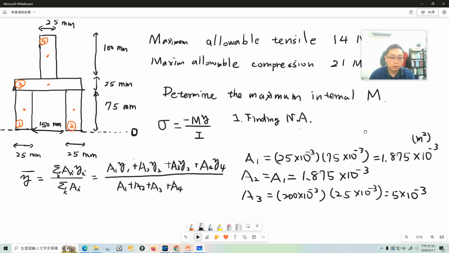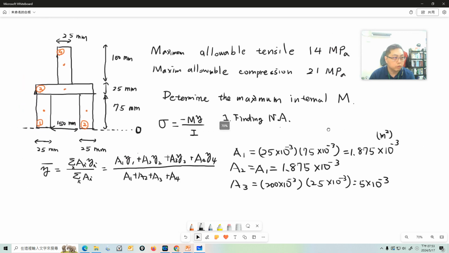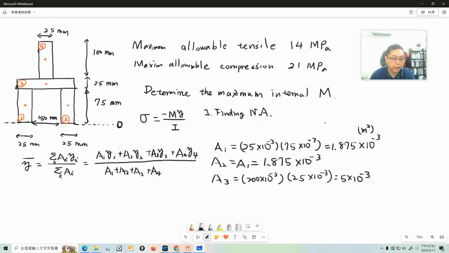So what's the next one? A4: the width is 25 millimeter and the height is 100 millimeter, so it's 25 millimeter times 100 millimeter. Using your calculator, it's 2.5 times 10 to the power minus 3 square meters. We have A1, A2, A3, A4, but that's not enough. We also need Y1, Y2, Y3, Y4.